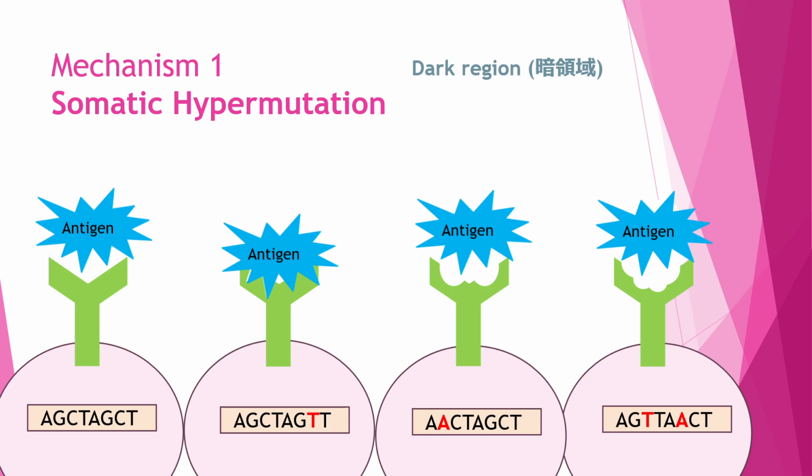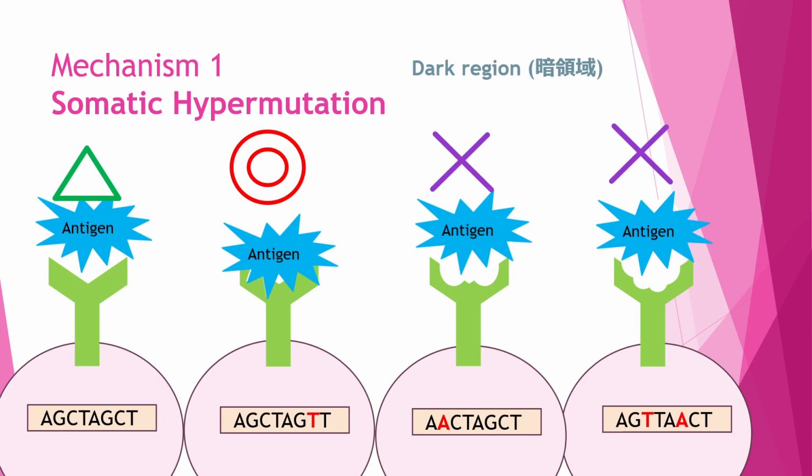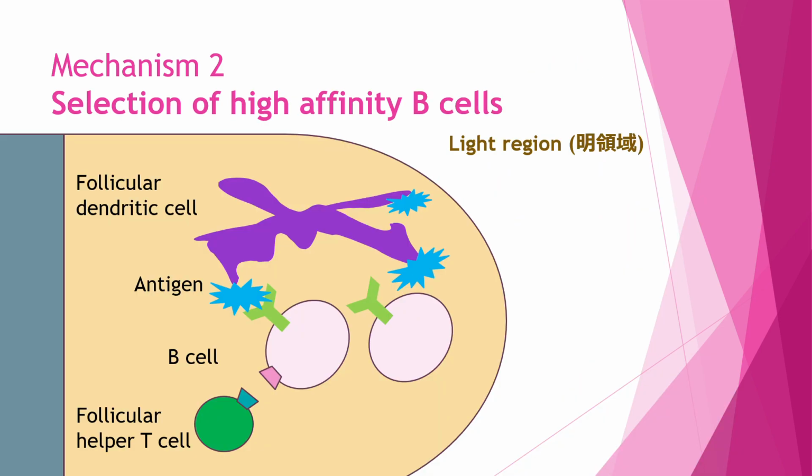Patterns of point mutations are highly variable. This diversity gives rise to a variety of B cells with antibodies with high to low antigen binding affinities. Among such a variety of B cells, there is a mechanism by which B cells with antibodies with higher affinities are selected and survive.